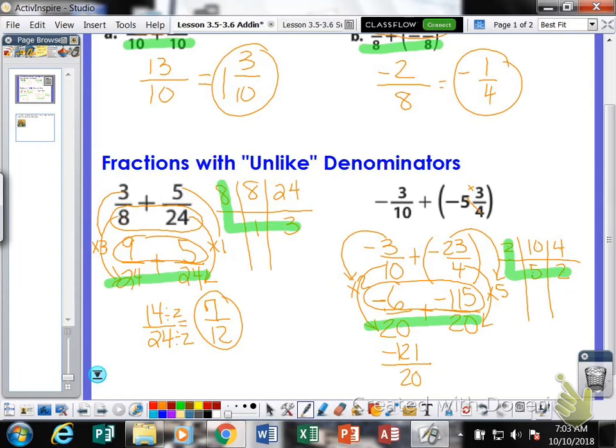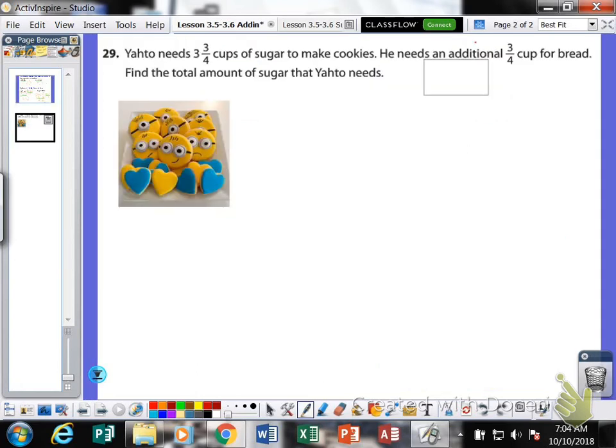And then that can be made into a mixed number. So how many times does 20 go into 120? Well, I know 6 times is 120. So, negative 6 times is negative 120 with 1/20 remaining. So there we just added like and unlike fractions.